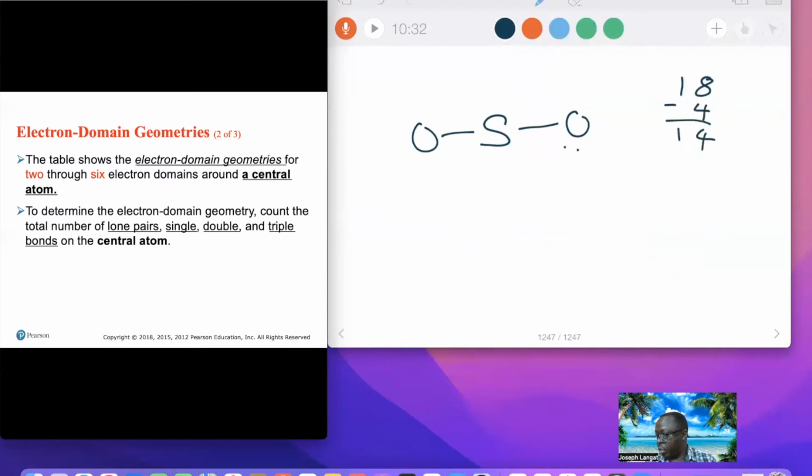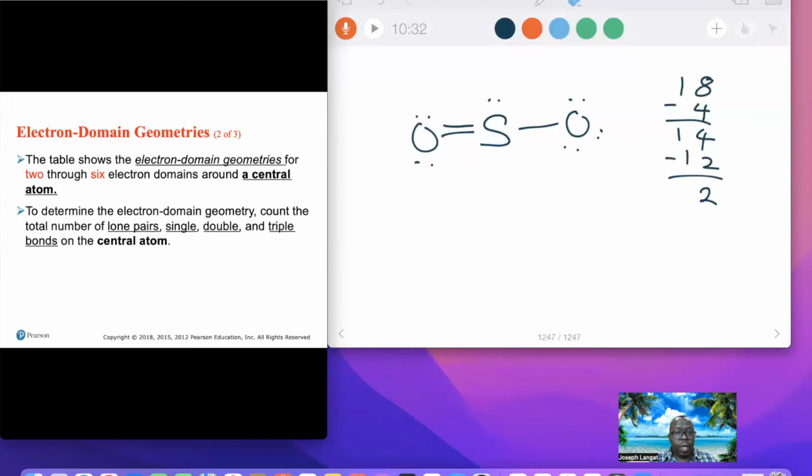And if each oxygen takes 6, we remain with 2. The 2 electrons go on the central atom, but sulfur does not satisfy the octet rule. So we can make a double bond on either side, not both, but one side. And each atom in the molecule then satisfies the octet rule.